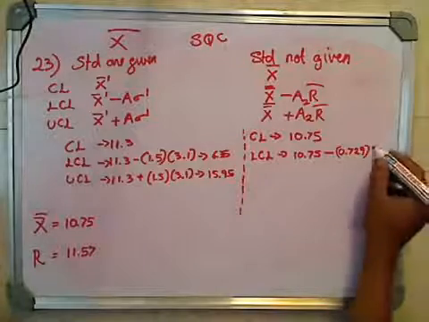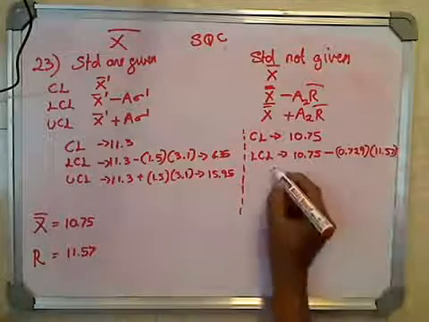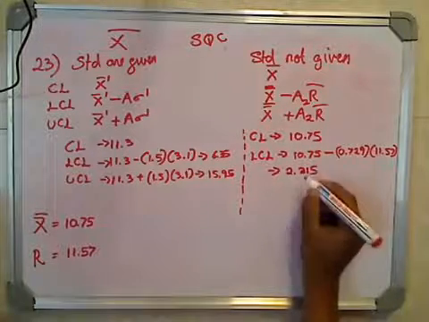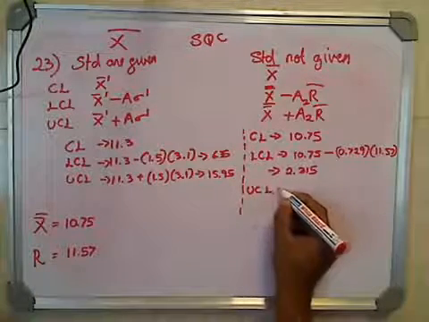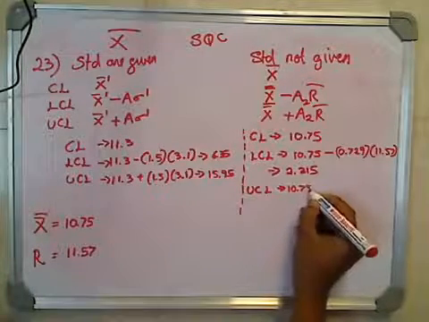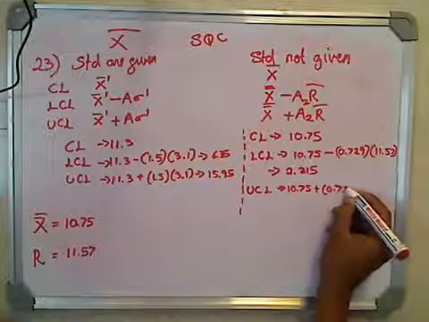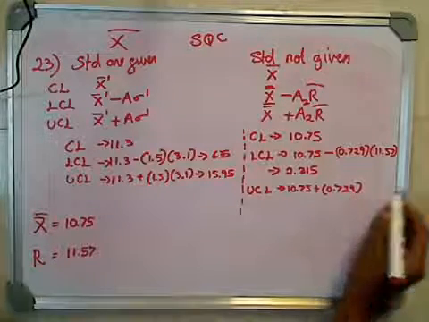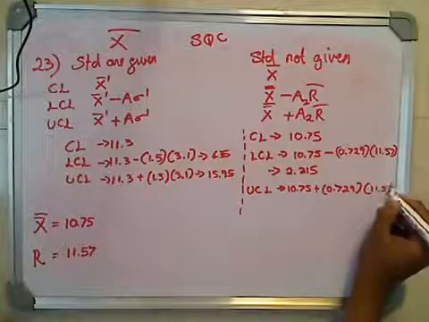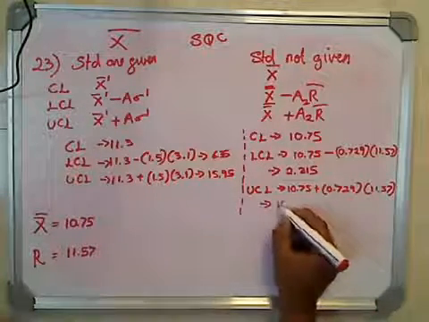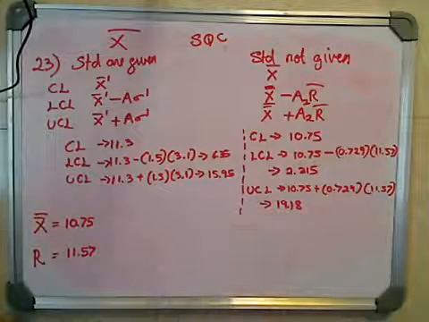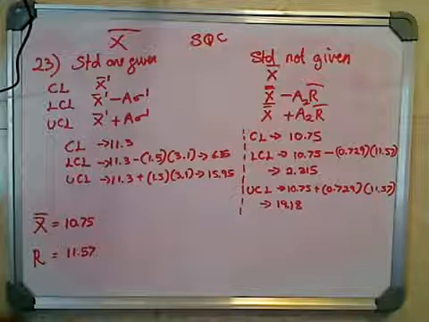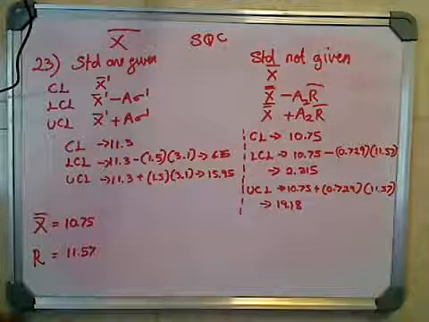We already have 11.57, and this should give you the answer 2.315. Similarly, if you do the upper control limit, 10.75 plus 0.729. Like I said, 0.729 is a constant. It's there in the textbook. Multiplied by 11.57, this should give you the value 19.18. Okay, 19.18. So this is how you would go about calculating the values for the X chart.